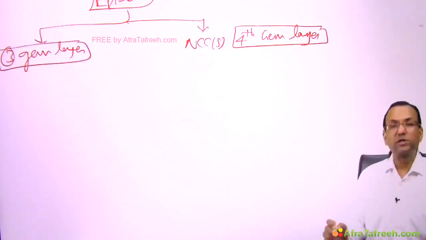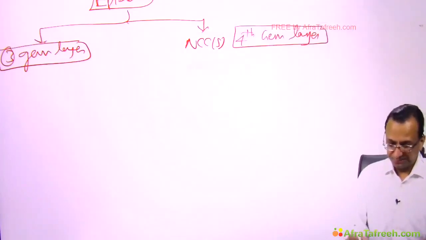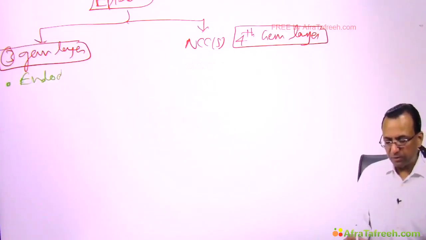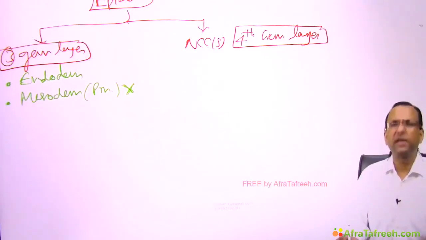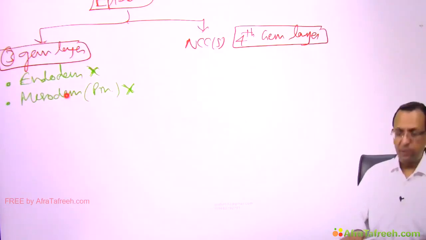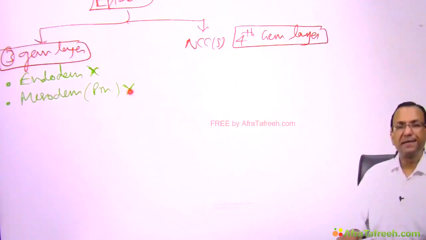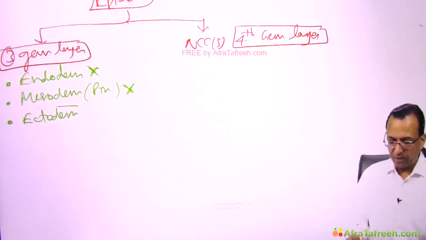We want to see who is contributing to the eyeball. You will see that endoderm gives nothing to the eyeball. Mesoderm, when you write it, it is understood that it is primary mesoderm, so it is almost negligible to the eye, though there is some contribution. So you are telling that endoderm gives nothing to the eyeball? No. And mesoderm, which is primary mesoderm, is a negligible contribution to the eyeball? Yes. But when you talk about the ectoderm, ectoderm is definitely contributing to the eyeball.